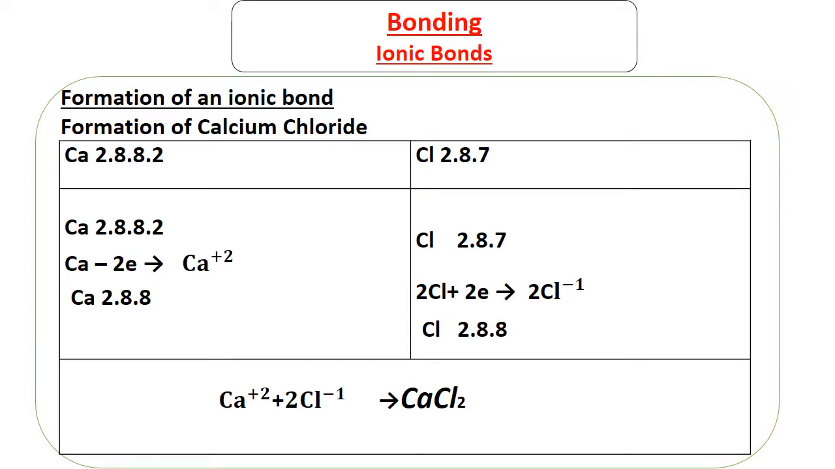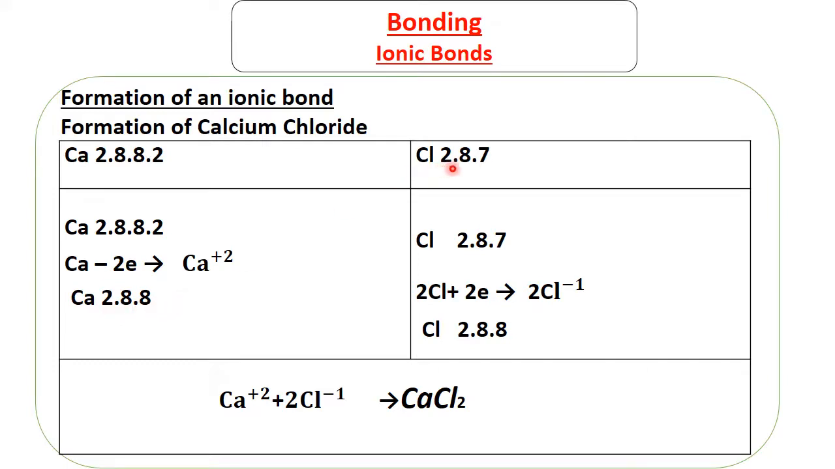Finally, let's study calcium chloride. So calcium chloride is made of calcium and chlorine. So calcium has the electronic configuration 2,8,8,2, while chlorine has the electronic configuration 2,8,7. So how do they form the bond? So calcium, for it to be stable, it has to lose these 2 electrons since it's a metal, so that it remains with 8 in its outermost shell. So calcium 2,8,8,2, calcium is going to lose these 2 electrons, and calcium will become calcium plus 2, and the new electronic configuration for calcium plus 2 is going to be 2,8,8.